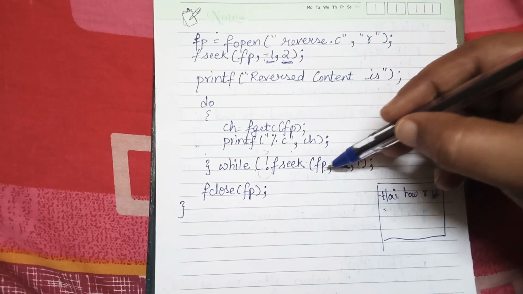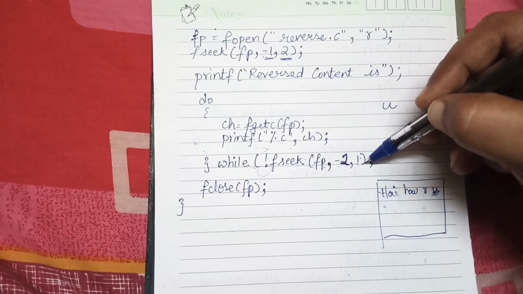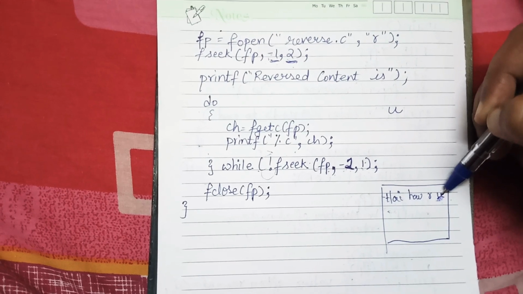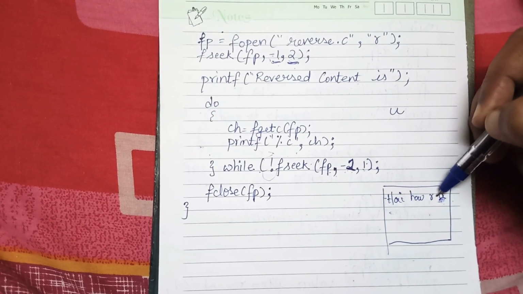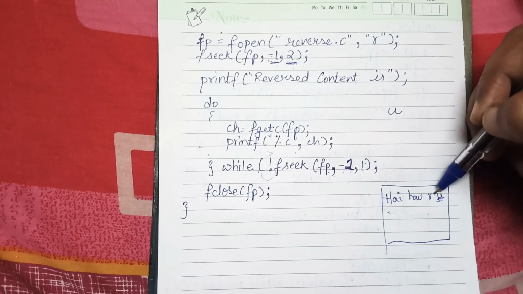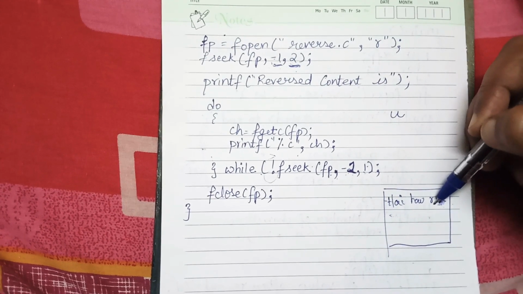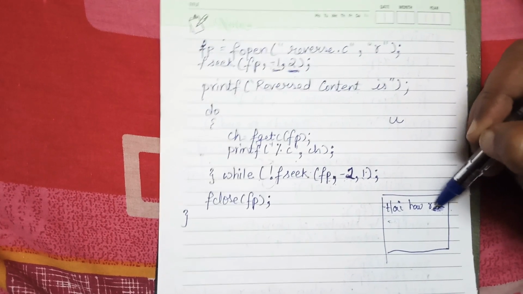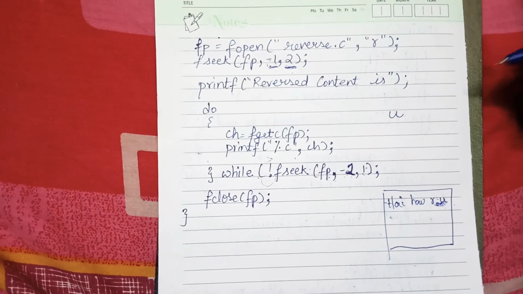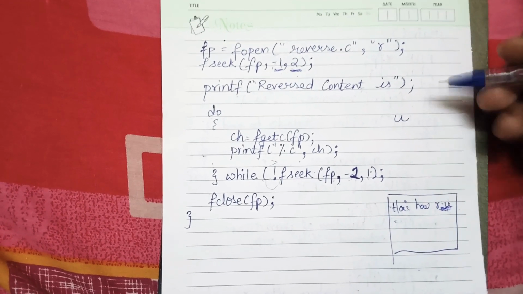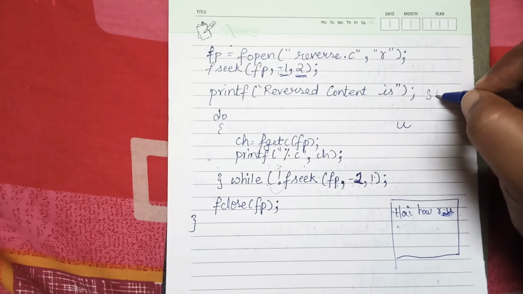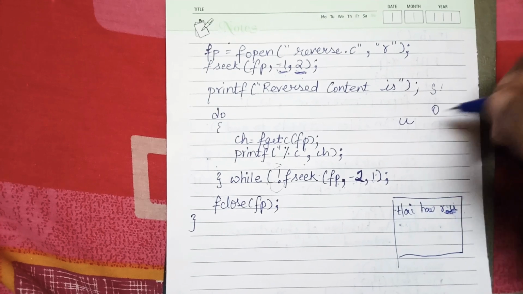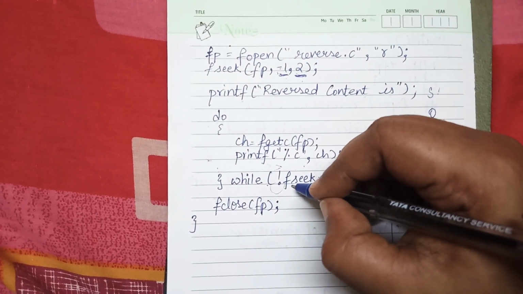fseek of fp comma minus 1 comma 1. What does that mean? From the current position, go one step backwards. I went. Now the file pointer is locating me here. Since this is not the starting of the file, what happens now? When the fseek function is successful, it will give you 0. Not 0 is nothing but 1.